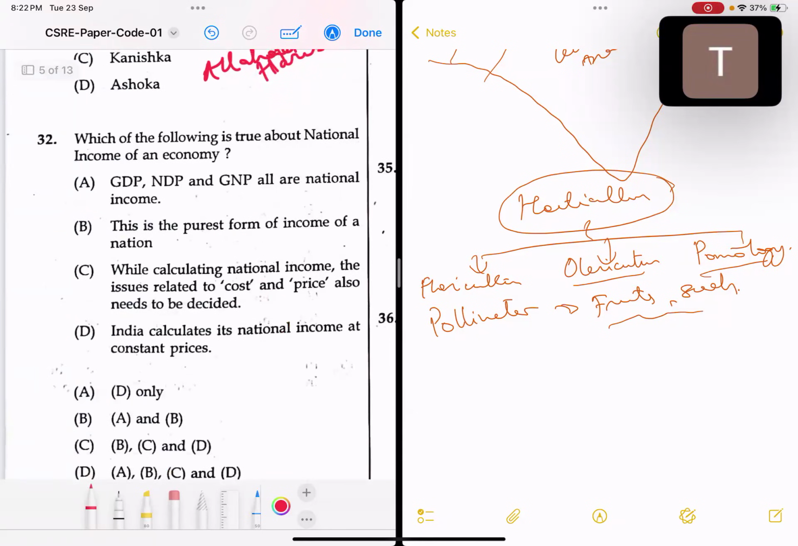Question number 32. Which of the following is true about the national income of a country? GDP, GNP, and NNP are all national income. So this is not a correct option, okay? Because in India, national income is measured by net national product, okay? So this is not a correct option. National income is the purest form of income of a nation. So this is the correct option. While calculating national income, the issue related to cost and price also need to be decided. So this is also correct. Okay, so always when we're discussing the concept of national income, the concept of cost and the concept of price always comes into play, right? The fourth statement is India calculates its national income at constant price. So this is also correct. Okay, so the correct option is C.